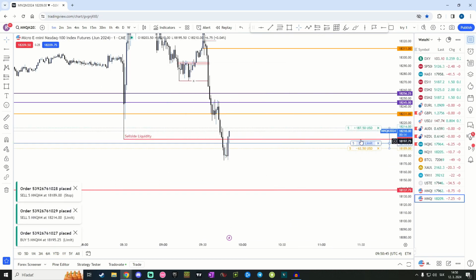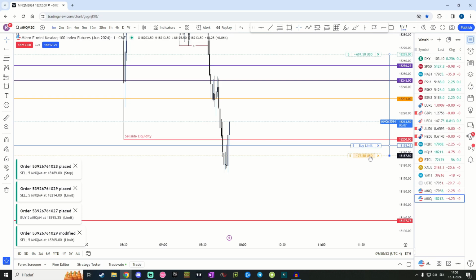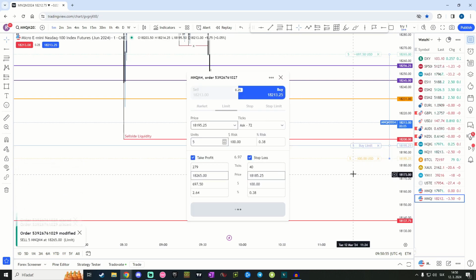So I will try it. Why is my stop loss so small again? Should be like this.